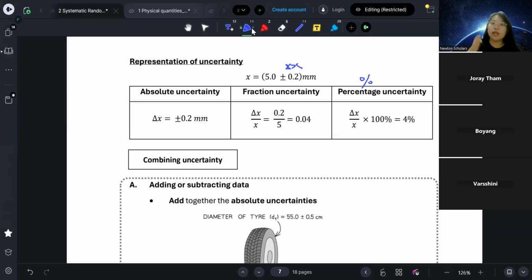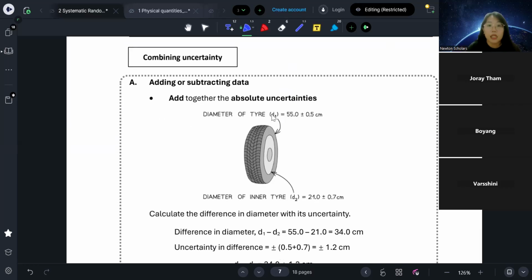If they ask you for absolute uncertainty, that means the value behind the plus minus, 0.2. For fraction, the mathematical fraction, you divide by the actual reading here, divided by 5. So this is your fraction uncertainty. For percentage, just times 100%.